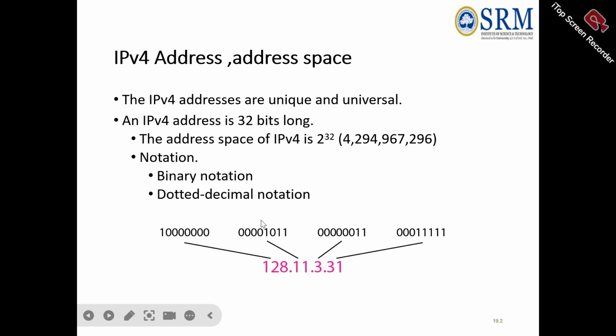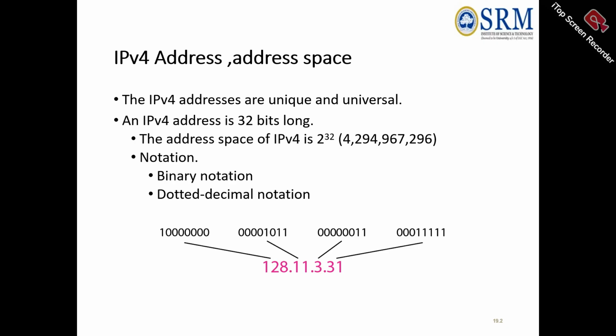In this way, we convert binary notation into decimal notation. In binary notation, we leave some space between octets. But in dotted decimal notation, as the name itself says, we convert each octet into decimal and put a dot between them. This is how we represent dotted decimal notation.